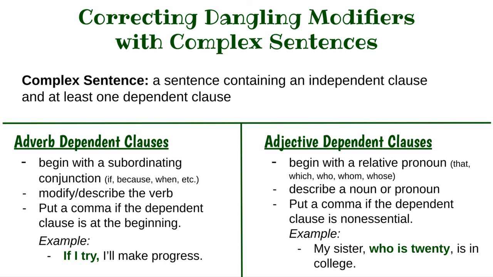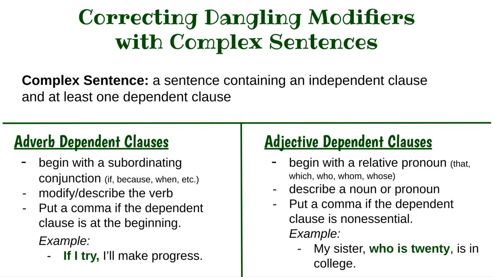Okay, so for dangling modifiers, you can fix them in many ways, but an easy way to fix them, which I will have you practice, is by turning them into a complex sentence. And again, a complex sentence contains an independent clause and at least one dependent clause. And we've practiced two kinds of dependent clauses that you can use, an adverb dependent clause or an adjective dependent clause.